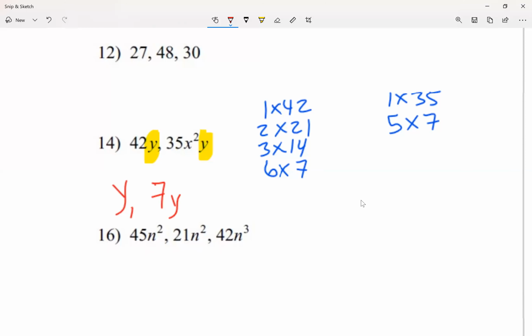So I'm writing my common factors. Common means it's in both. And I'm including y for all of them. So just 1 and 7. Number-wise, it was just 1 and 7. So y, 7y. Okay.